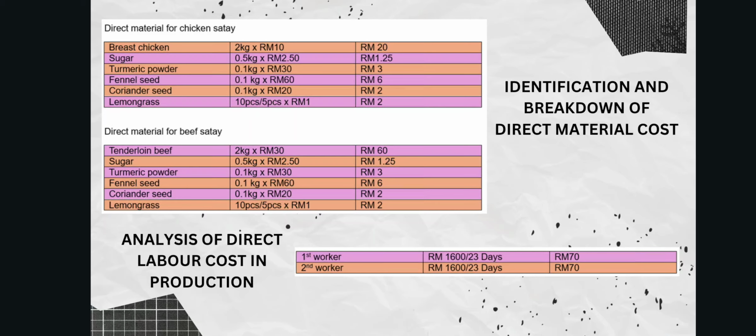So the next one is analysis of direct labor cost in production, which is the total workers that work in the company. There are 2 workers in the company who are paid 1,600 for 23 days a month. So for each day, they get 70 ringgit.